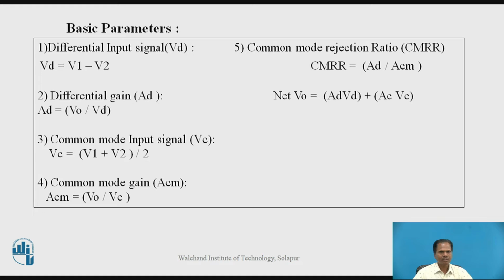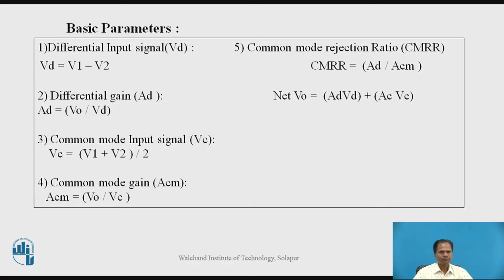The next parameter, common mode gain, designated as ACM, the gain with which the common mode input signal is amplified by differential amplifier is called as common mode gain. So ACM equal to the output voltage of a differential amplifier VO upon the common mode input signal. The best example of common mode input signal is a noise signal. So that can be present everywhere in the surrounding atmosphere. So that is commonly applied to both the input terminals of a differential amplifier.